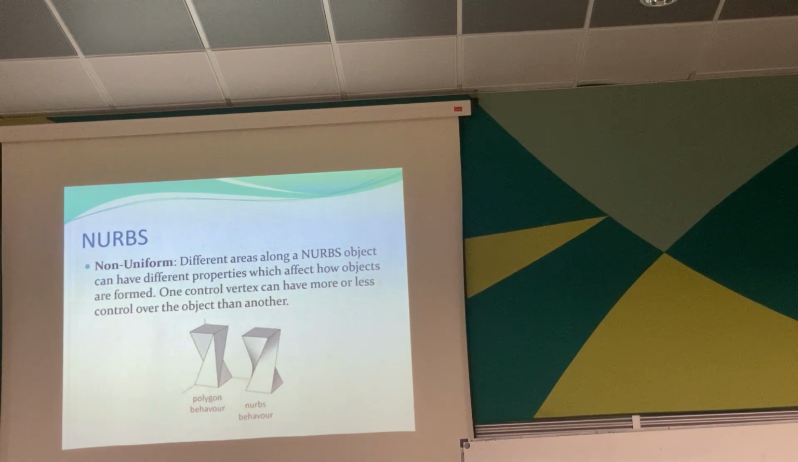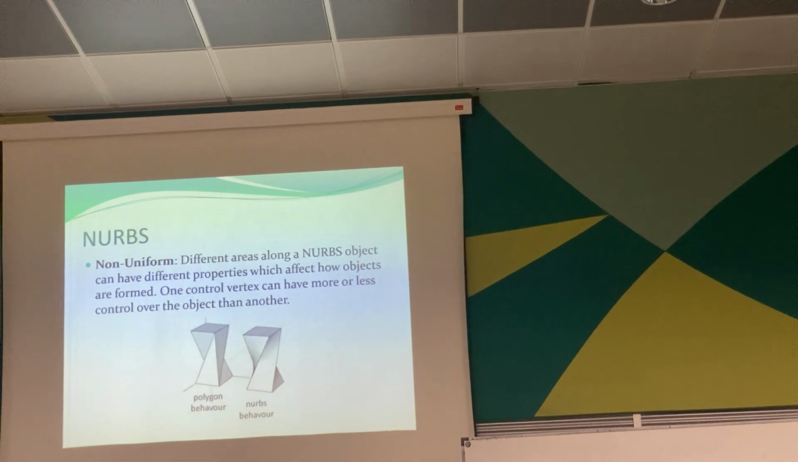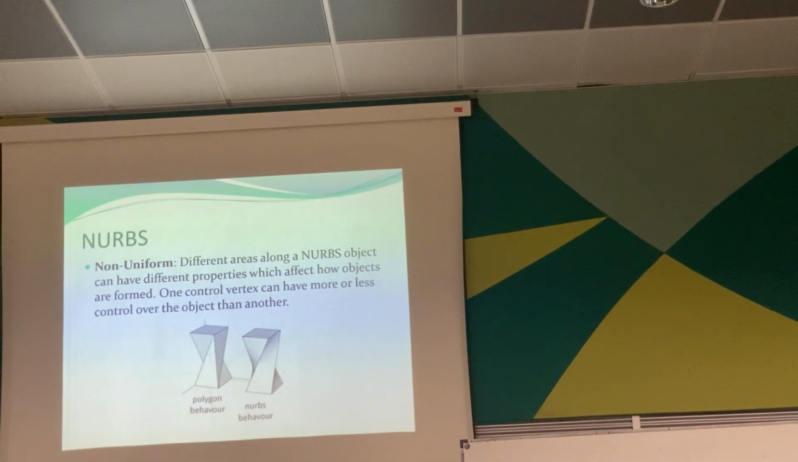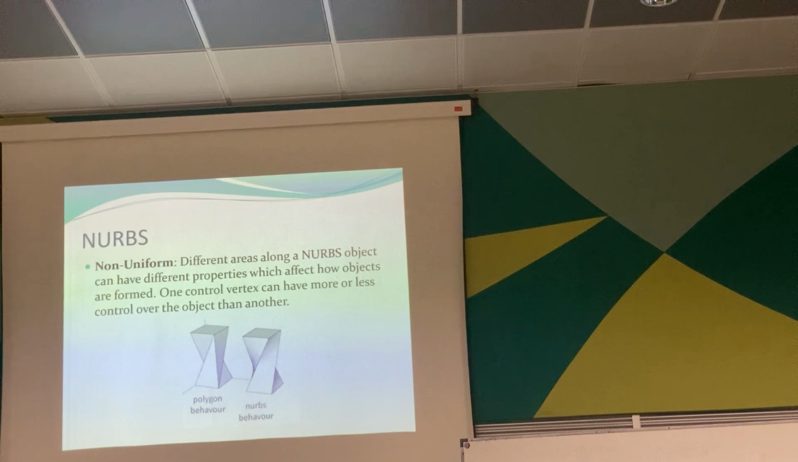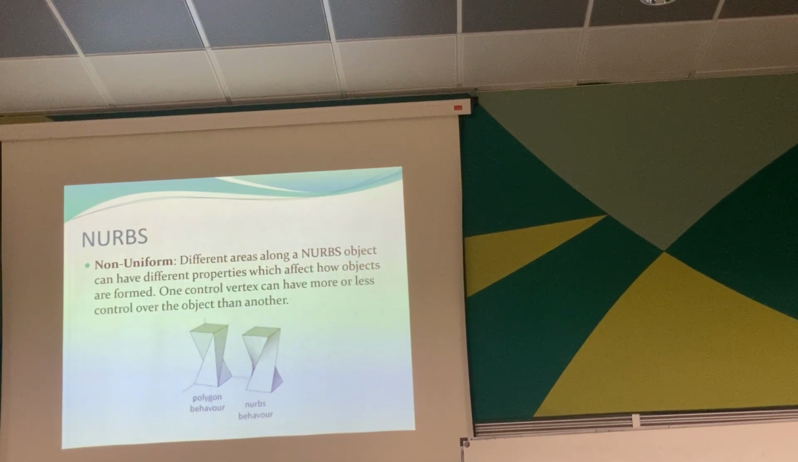Okay, the second solution is to fix the second limitation of the Bezier curve, which is the lack of local control. When you change one point, then the whole shape will change, the whole curve will change. So we can have something we call Non-Uniform Rational B-spline, NURBS.